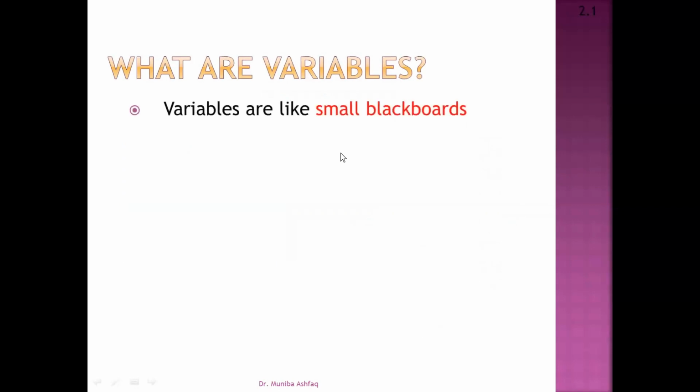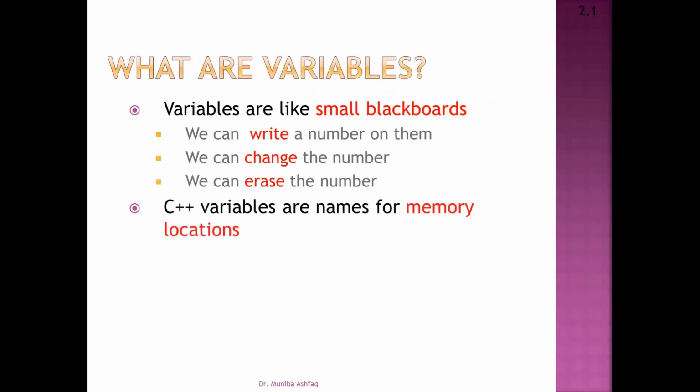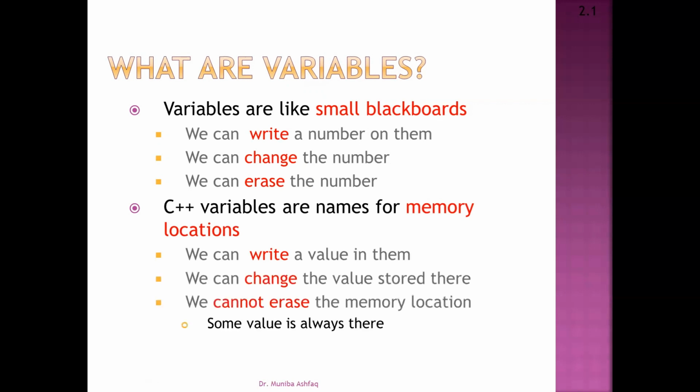So variables are like small blackboards. We can write a number on them, we can change the number, we can erase the numbers. C++ variables are the names for memory locations. And on these memory locations, we can write a value, we can change the value stored there, but we cannot erase the memory locations. Some value is always there.